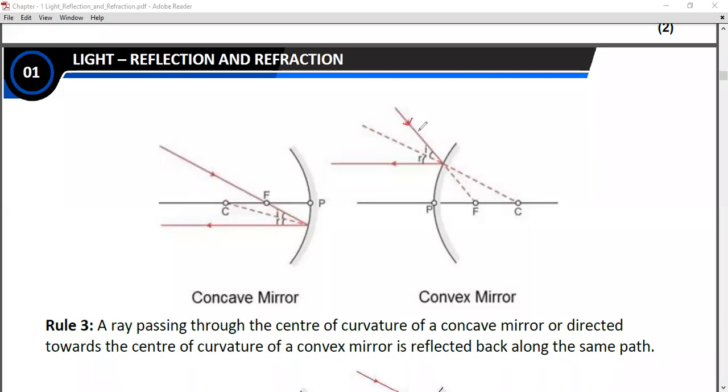If it is passing through the principal focus, after reflection becoming parallel. Okay, students, this is the rule 2. Rule 2 is quite opposite to the rule 1. It satisfies the principle of reversibility. Okay, guys, rule 1 and rule 2 is the best example for understanding the concept of principle of reversibility.